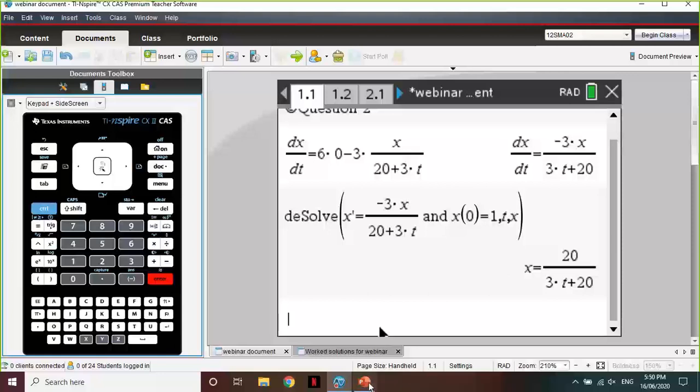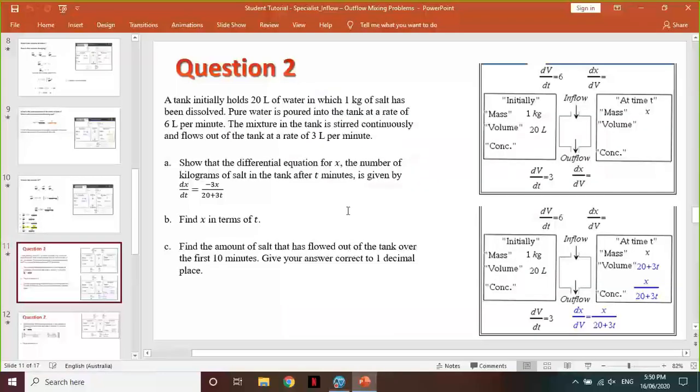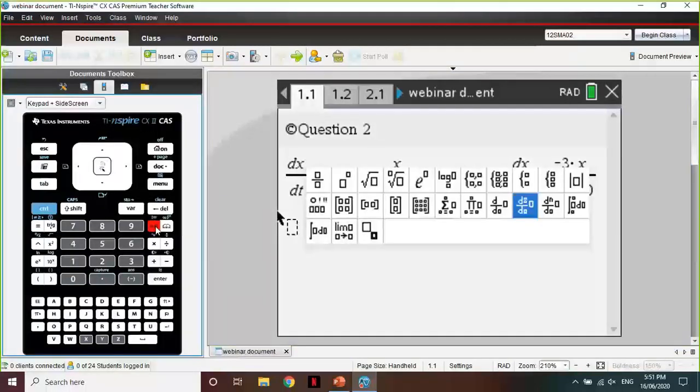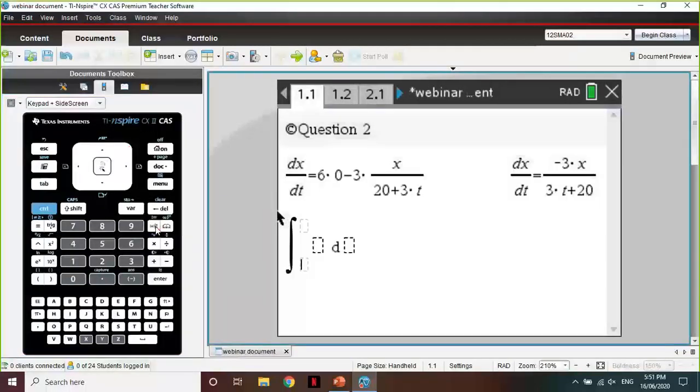Okay, so next part, once we have our x in terms of t, next question was to find the amount of salt that has flowed out of the tank in the first 10 minutes. To calculate the outflow quantity, what we're going to do is look at the integral from 0 to 10 through the first 10 minutes.